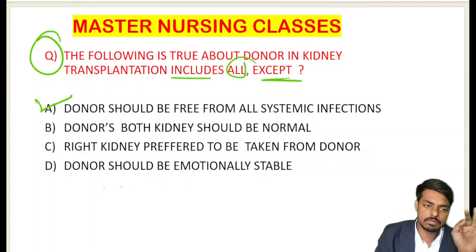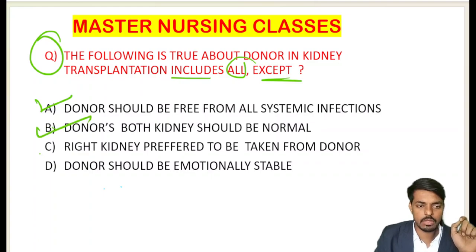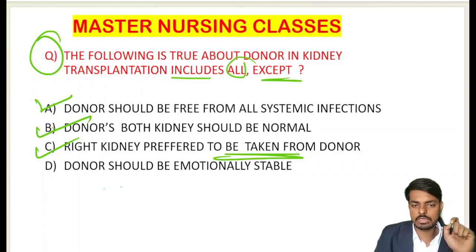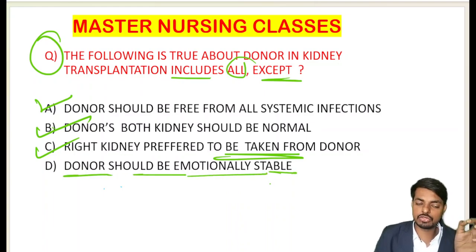That is option B, which is also very correct and very true. And option C is that the right kidney is prepared to be taken from the donor. I will talk on this one. This is the wrong statement, which we will consider as the exception. And option D is that the donor should be emotionally stable. Yes, he should be emotionally stable.